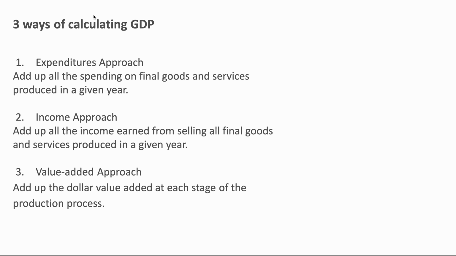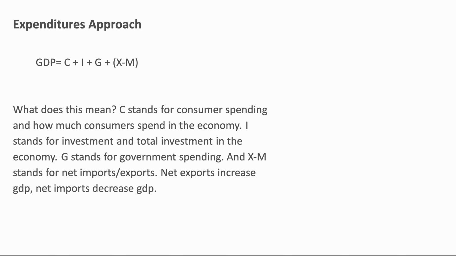So how do we calculate GDP? We have three main ways: the expenditures approach, the income approach, and the value-added approach. First, let's start with the expenditures approach. It's this simple equation. It might look complicated at first, but it's simple to understand. C plus I plus G plus X minus M.